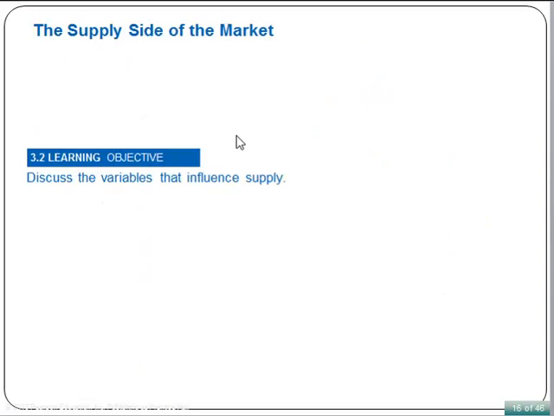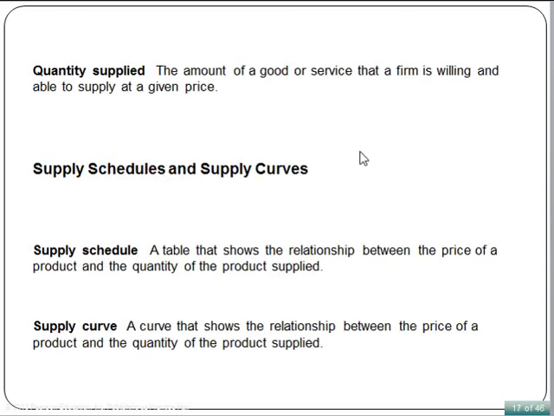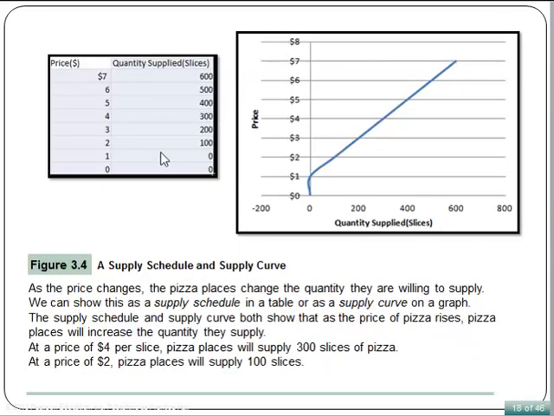Now let's check the supply side of the market. Let's take care of some concepts first. Quantity supplied is the amount of goods and services that a firm is willing and able to supply at a given price. A supply schedule is a table that shows the relationship between the price of a product and the quantity of the product supplied. A supply curve is a curve that shows the relationship between the price of a product and the quantity of the product supplied. Again, similar to the schedule and curve for demand, as the price changes, the pizza places change the quantity they are willing to supply.